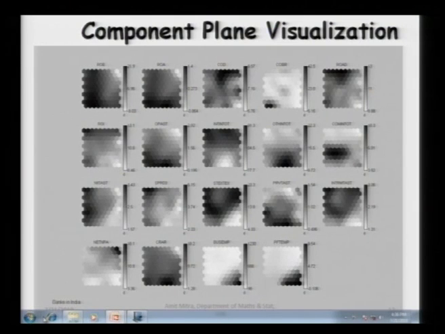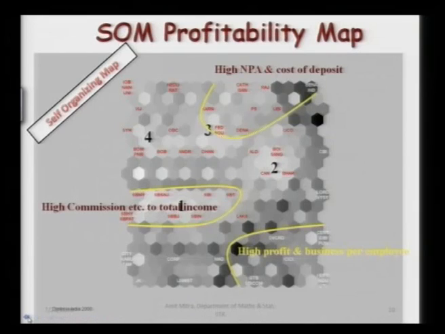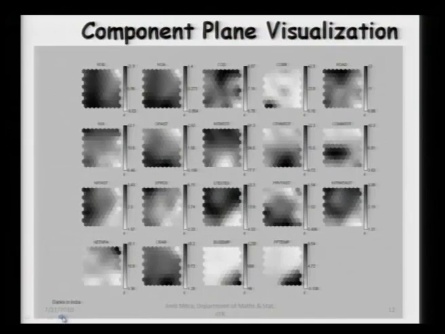Now, looking at this also, one gets a nice interpretation of the clusters that have been formed in the data. For example, if you look at this particular region, let me just go back to that particular figure. This was the region where we had high profit and high business per employee. And if you look at the component plane visualizations, you have business per employee and profit per employee. So, this on a gray scale is on a higher scale, and that is clearly a demarcating factor as far as the cluster formed of those banks.